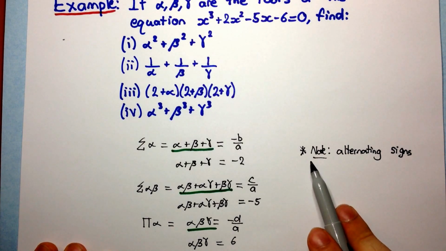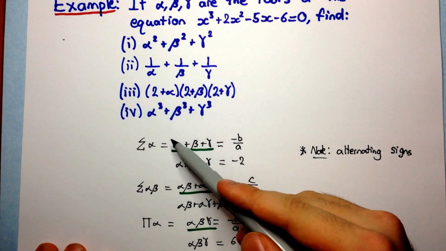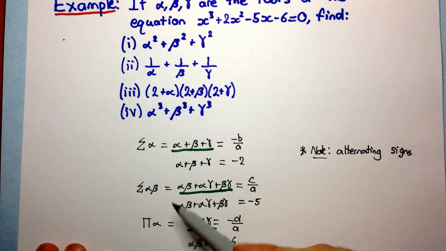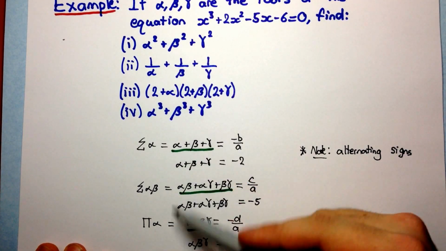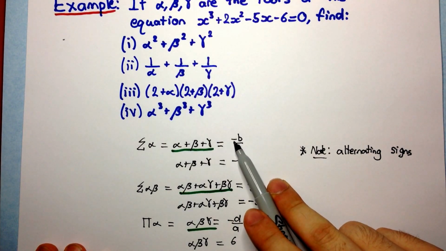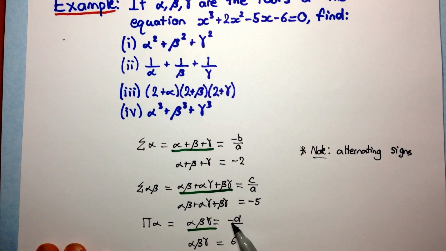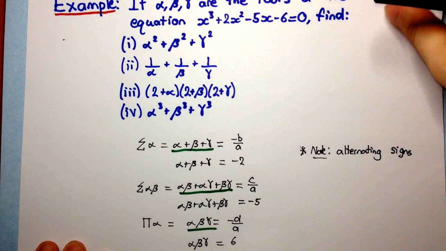And I guess it's quite important to note, if you wanted to generalize this, finding these for any polynomial of higher degree than 3, you should just note the alternating sign of minus b over a, plus positive c over a, and negative d over a. But anyway, let's get into the question.